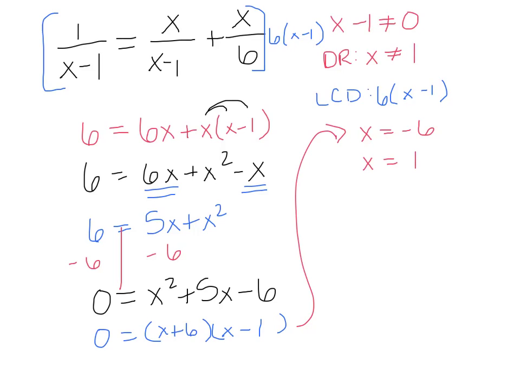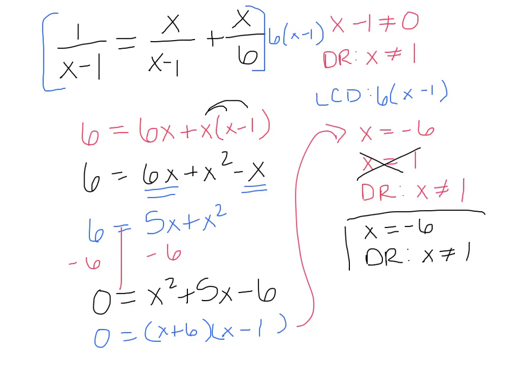Don't forget about your domain restriction, though. The domain restriction says that x cannot equal 1. So that is an extraneous solution. I can't use it as part of my answer. So my final solution is just x equals -6. Because of the domain restriction, x cannot equal 1. Otherwise, we would divide by 0, which is crazy and impossible.